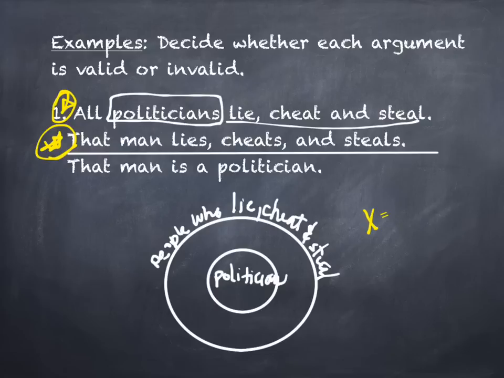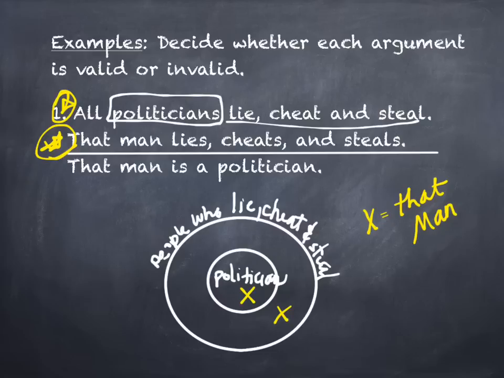Okay, good. We're all clear on that. So X equals, in this case, that man. And if you've been given somebody as a name, that would even be better, and we could say Joe or Jack or whatever. So X is that man. And what we're going to do with the X is put it into the location that it's best describing or that it could have been described as being in. So this one says that man lies, cheats, and steals. So where could the X go? Inside the politician circle or inside the lie, cheat, and steal circle?